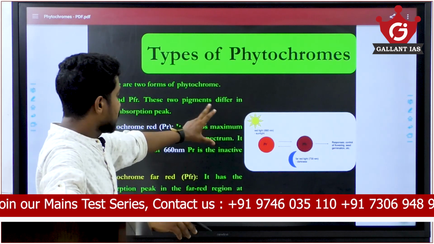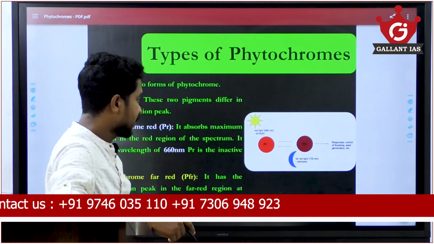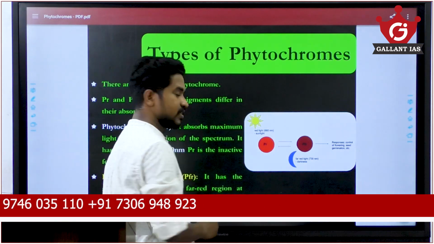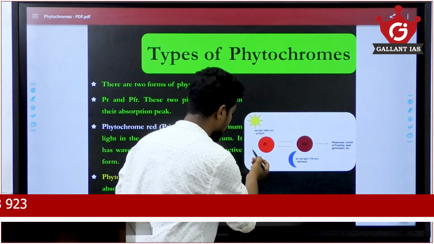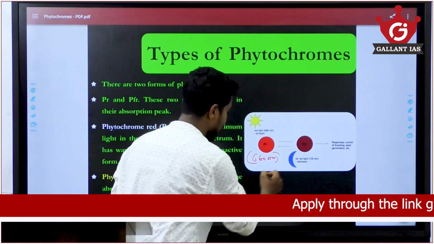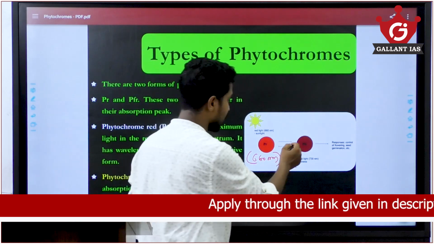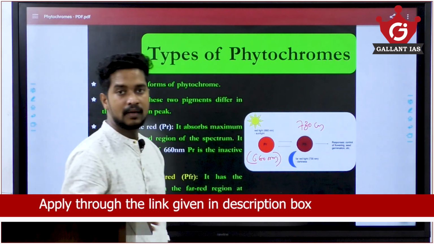On the figure you can see the absorption of phytochrome red and phytochrome far red. The first one is the PR, that is phytochrome red, having its absorption peak at 660 nanometer, and here phytochrome far red at 730 nanometer.